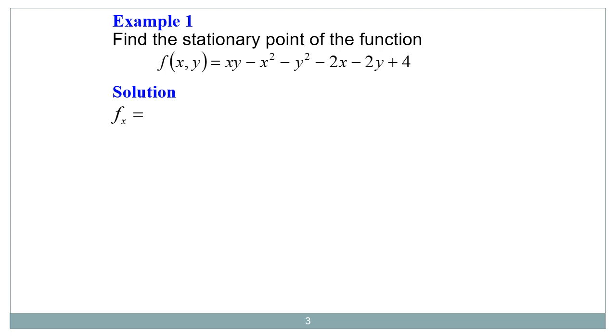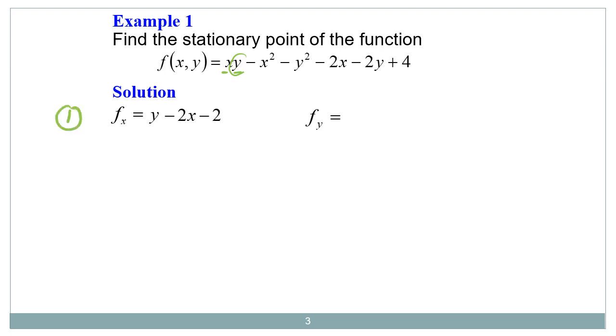So for f sub x, the first term we have is xy, so y will be a constant. Differentiating x, we get 1, so it's 1y. And then for negative x squared, differentiating directly, we get negative 2x. For negative y squared, it's just a constant, so it will be 0. Negative 2x becomes negative 2. Negative 2y is a constant, and 4 is also a constant. So this is f sub x. This is our first step, to find f sub x and f sub y.